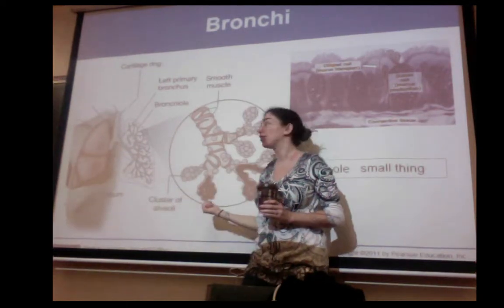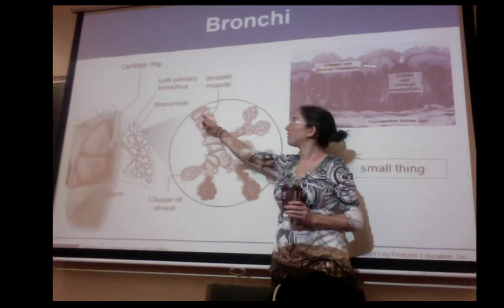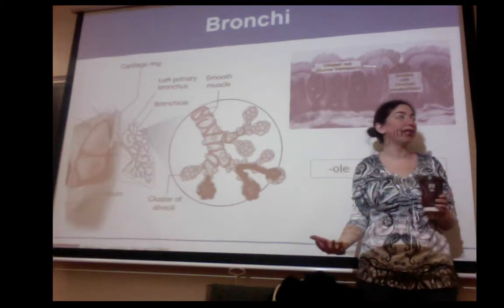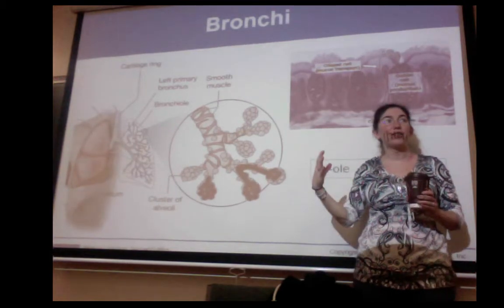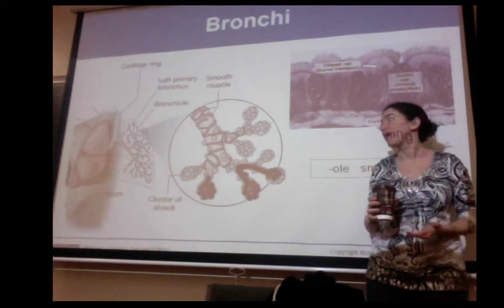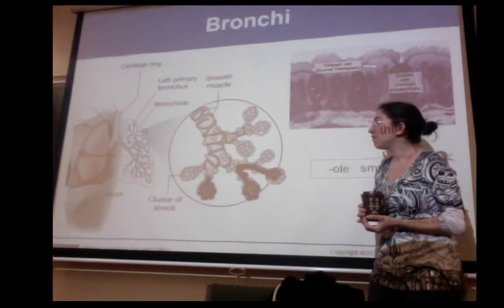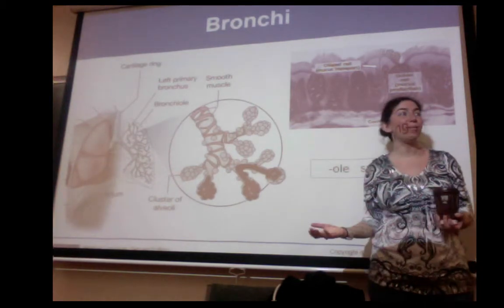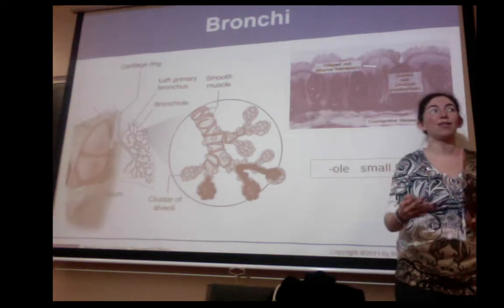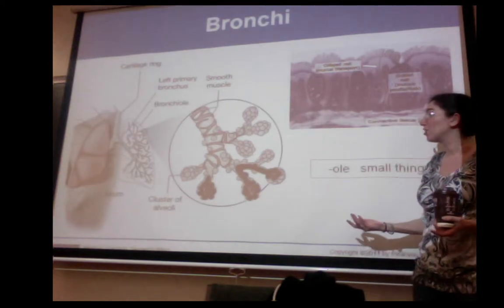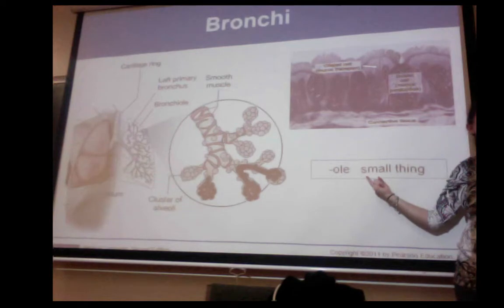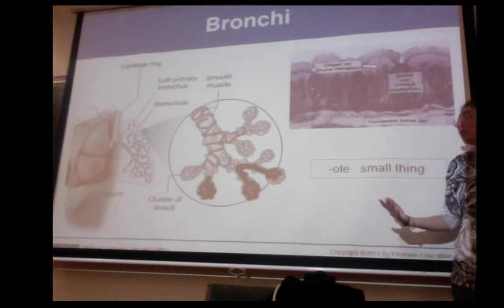They're not covered in cartilage. They are instead covered in this pink stuff, which is smooth muscle, which is involved in contracting or relaxing them and controlling your breathing rate. At the end of the bronchioles, bronchiole, by the way, is just a word that means a small branch. A bronchus is a branch. Bronchiole, that suffix ole, just means a small thing, so it's a smaller branch.